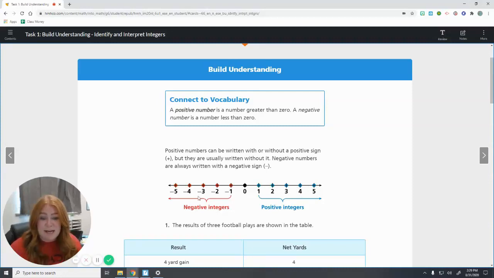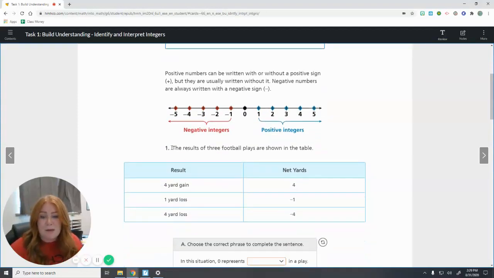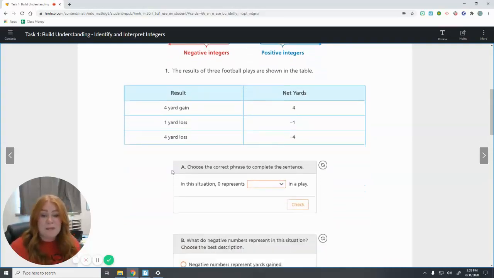So you can see here's a nice chart showing us positive is always on the right, negatives are always on the left. So this football team had 3 football plays. So the first one they gained 4, so they moved forward 4, and then they lost 1 and moved back 1, and then they lost 4 and moved back 4.